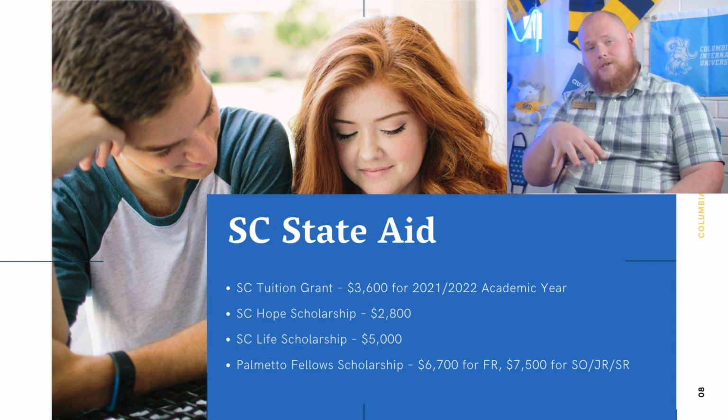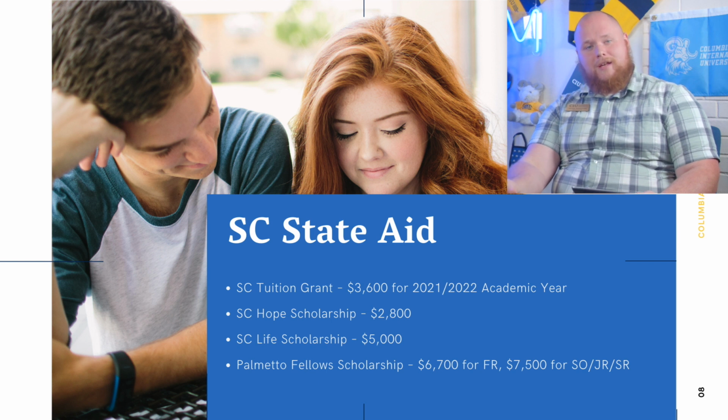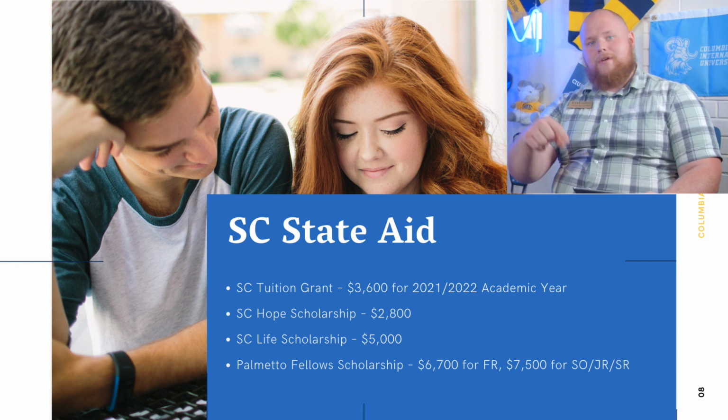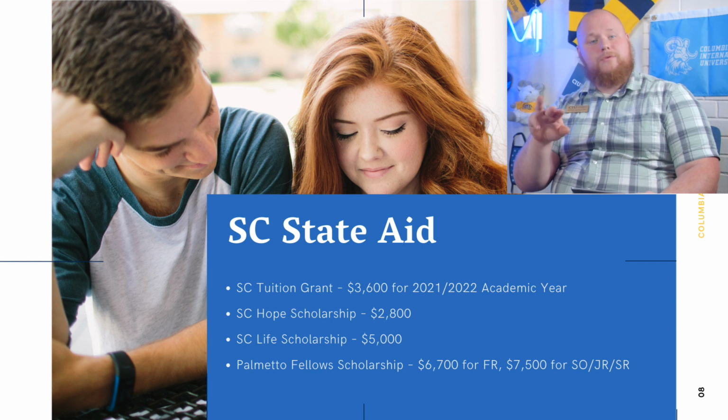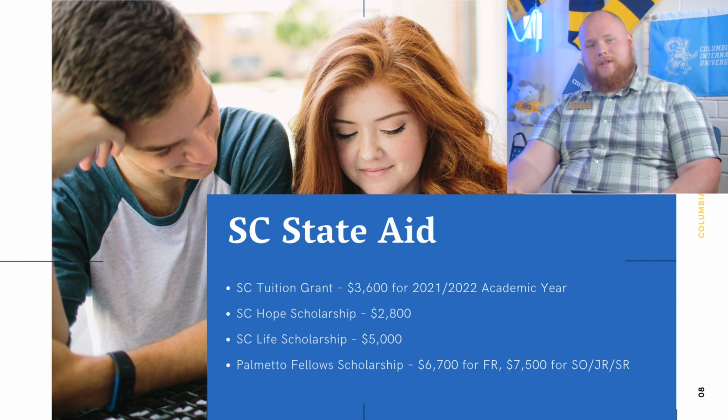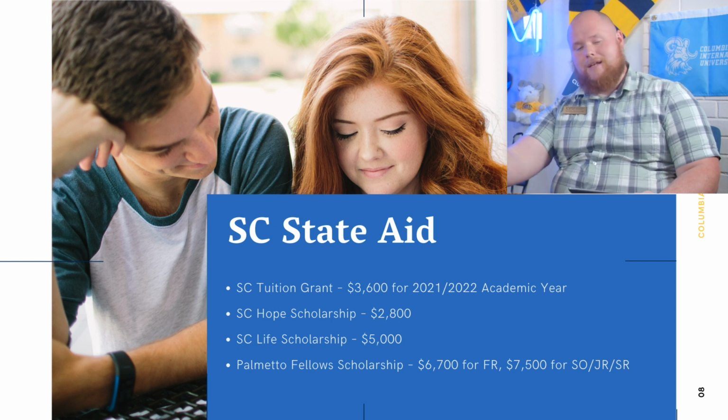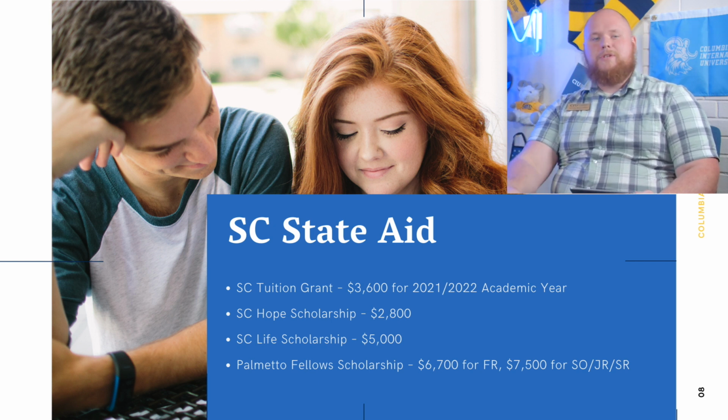To get it initially, you have to have a 3.0 GPA in high school, an 1100 on the SAT, or a 24 on the ACT, or be in the top 30% of your class. So you have to do two of those three options to receive the Life Scholarship starting off. And then again, you could obtain it in following years by doing the 3.0 GPA and having an average of 30 credit hours.